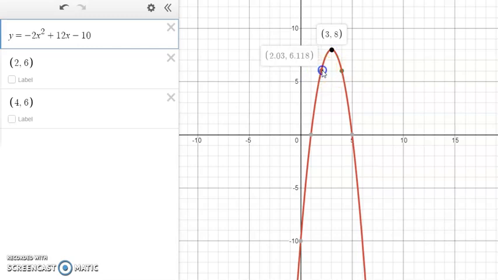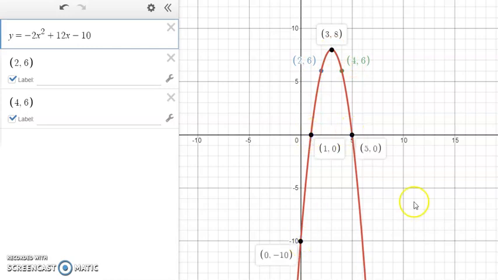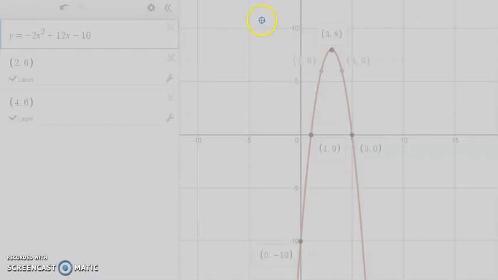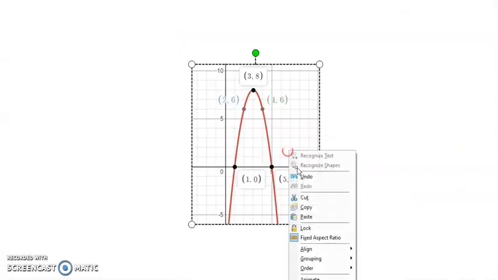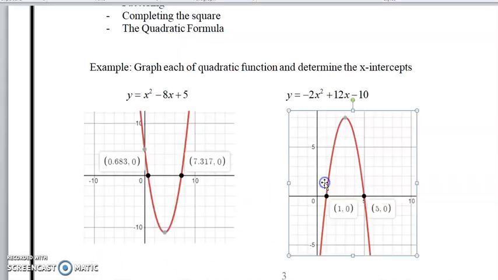So you can click. Right. Lots of points. Anyway. You guys get the drift. It's not our first time graphing, right? And there we are.